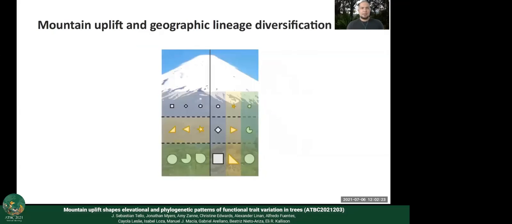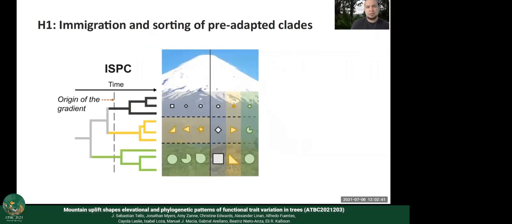animals. However, the uplift of mountains and more generally the emergence of novel environmental conditions in a region can shape lineage diversification and the distribution of species and diversity in multiple ways. On the one hand, the emergence of novel environmental conditions can create opportunities for clades of species that are pre-adapted to these environments to colonize and sort in an ecological fashion across these different environmental conditions.